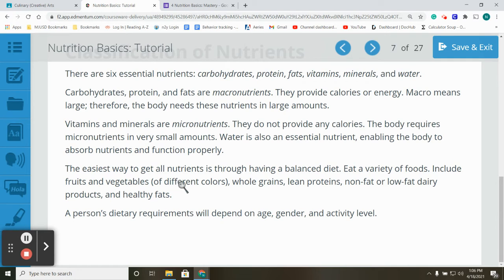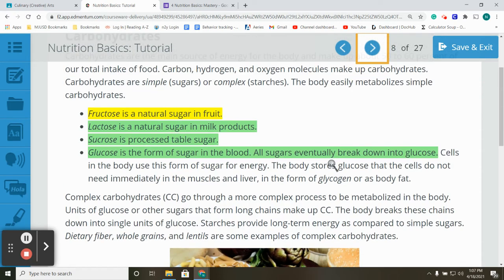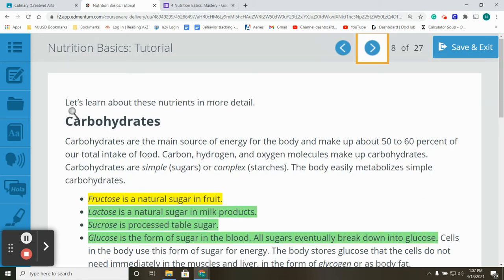The easiest way to get all nutrients is through having a balanced diet. Eat a variety of foods, include fruits and vegetables of different colors, whole grains, lean proteins, nonfat or low fat dairy products, and healthy fats. A person's dietary requirements will depend on age, gender, and activity level. Let's learn about these nutrients in more detail.